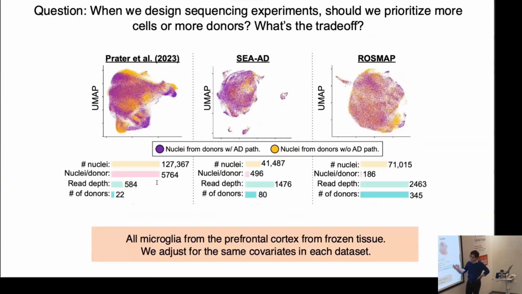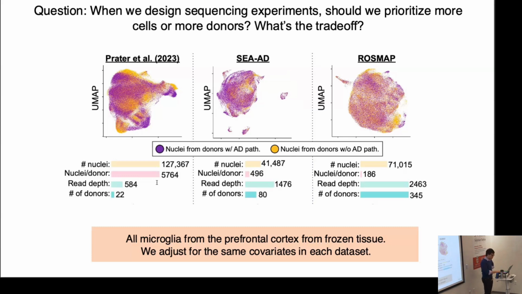And all these data sets are basically as biologically close to one another as possible. They're all from microglia, all from the prefrontal cortex part of the brain, and all from frozen tissue. So we're trying to make it as comparable across the 3 data sets as possible. We even adjust for the same exact covariates in each of the analyses.